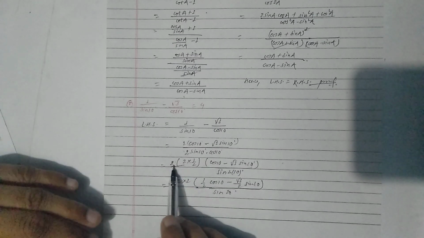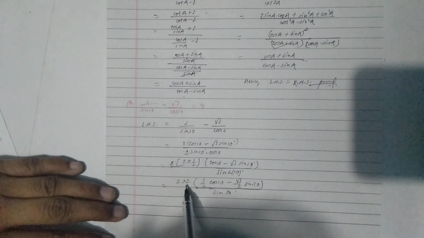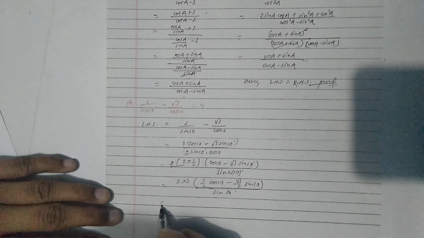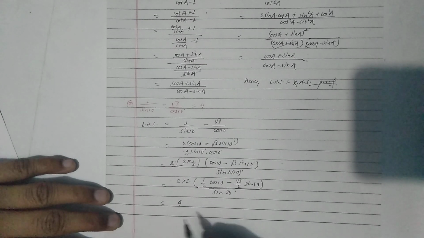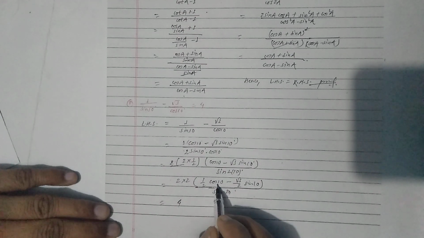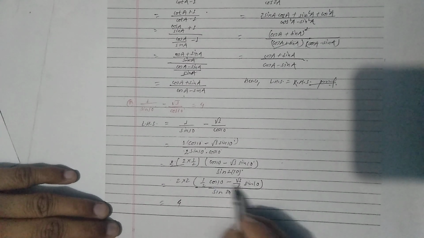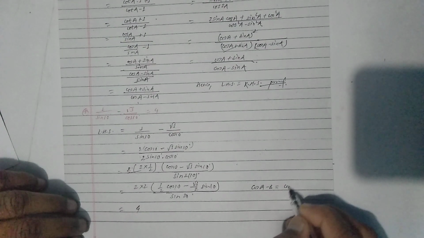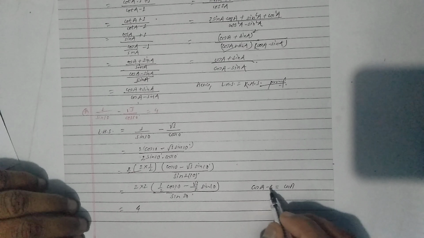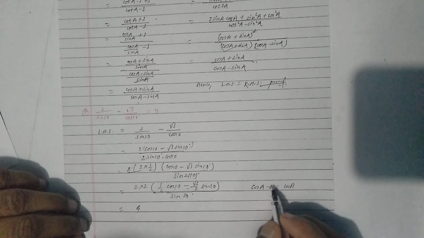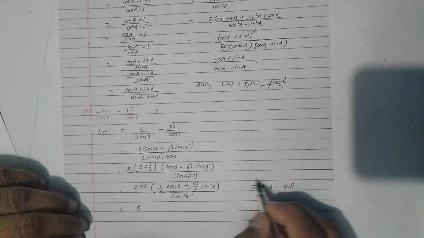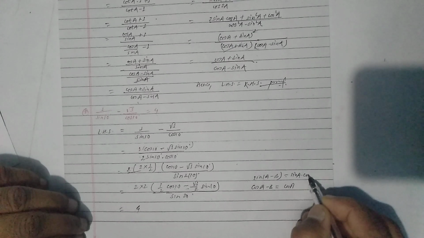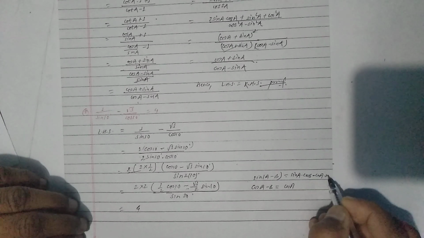Why? Because in RHS we have to prove 4. So if we multiply by 2, this 2 will be 4 and the remaining we have to multiply inside. Now let's see, this will be 4. Okay, and you can see here this is cos, this is sin. So if we apply the formula of cos A minus B, here is a minus, so we have to apply the next formula. See here, sin A minus B. Sin A minus B means sin A into cos B minus cos A into sin B.